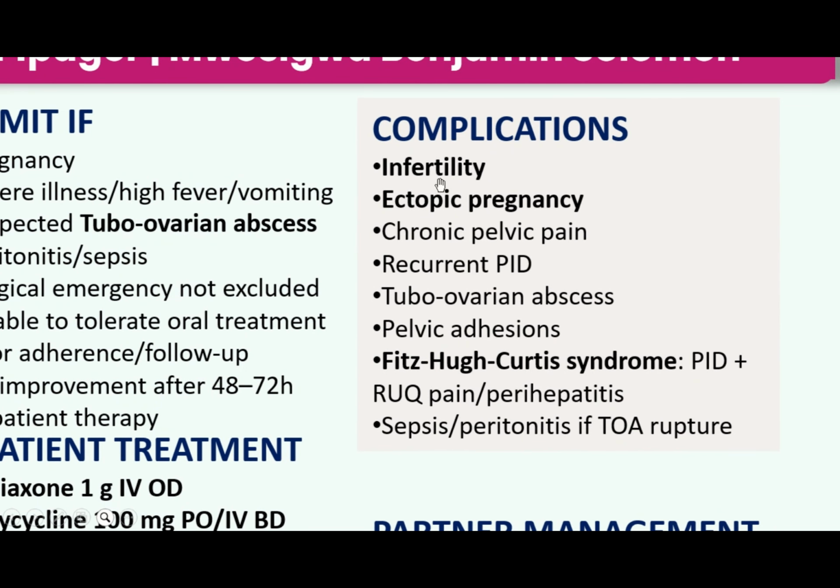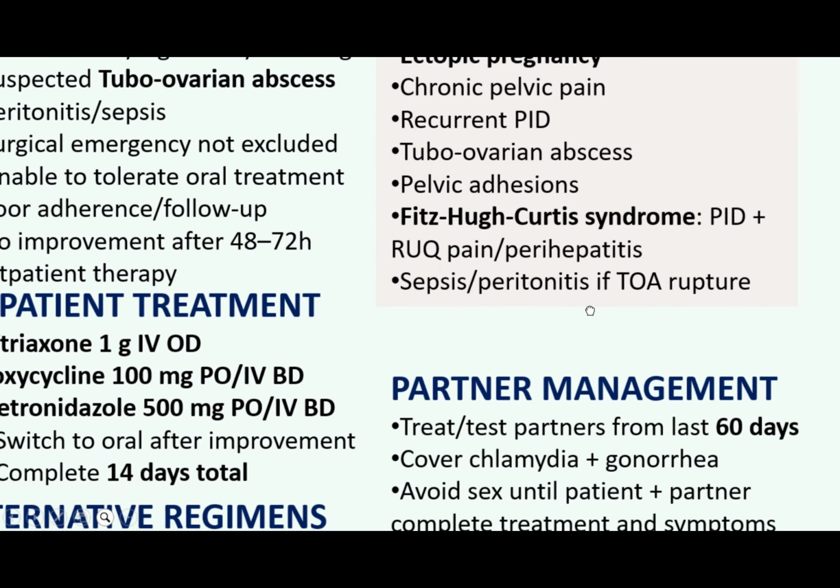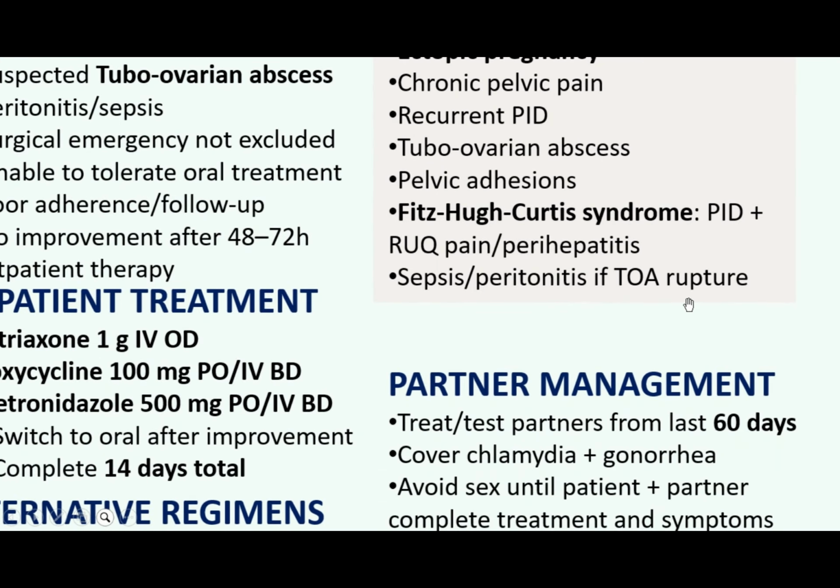So the complications: infertility, ectopic pregnancy, chronic pelvic pain, recurrent PID, tubo-ovarian abscess, pelvic adhesions, and Fitz-Hugh-Curtis syndrome, and this one is very important. It's a triad of pelvic inflammatory disease with right upper quadrant pain and perihepatitis. And then we can have sepsis and peritonitis if the tubo-ovarian abscess goes ahead to rupture.